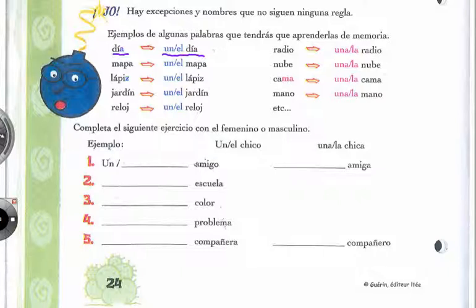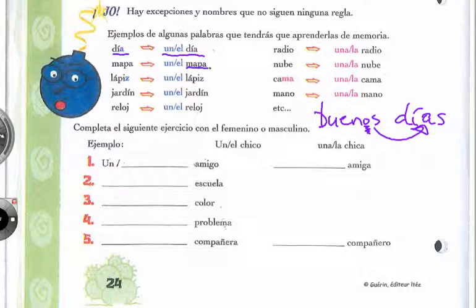So un dia, this is an exception. It ends with an A, but it's a masculine word. For example, if I say buenos dias, you see this O indicates that this word here is masculine. So you can't say buenas dias. You have to say buenos dias because dia is masculine. You learned that at the beginning of the course.